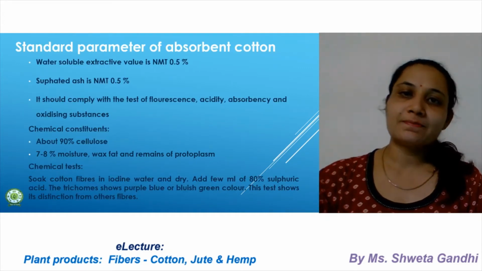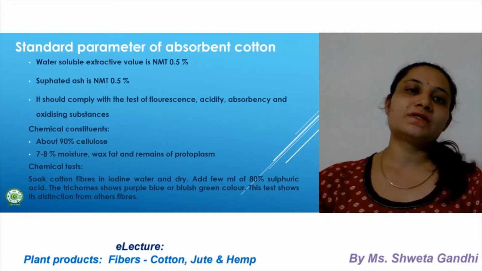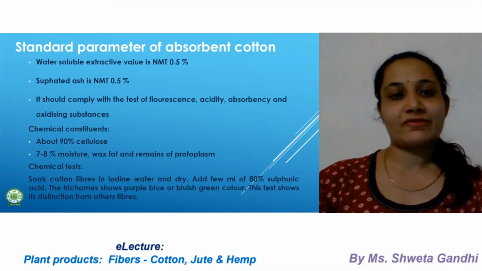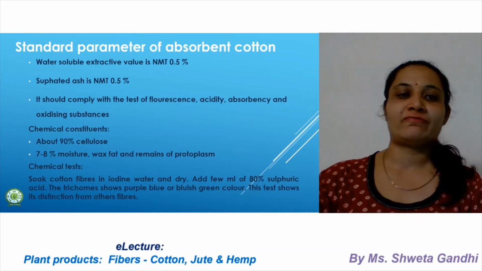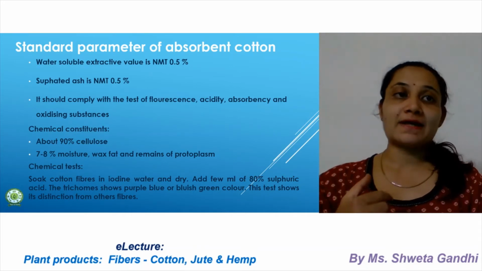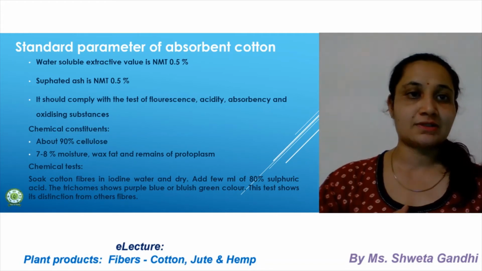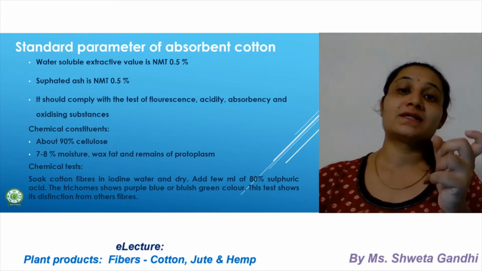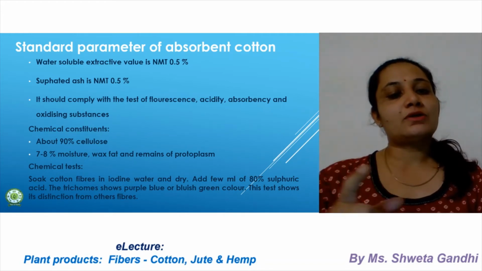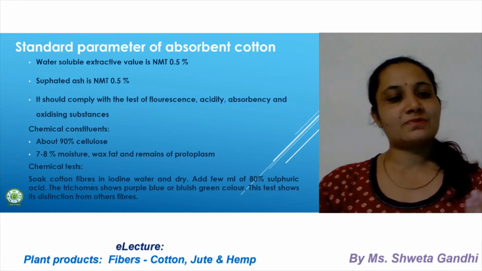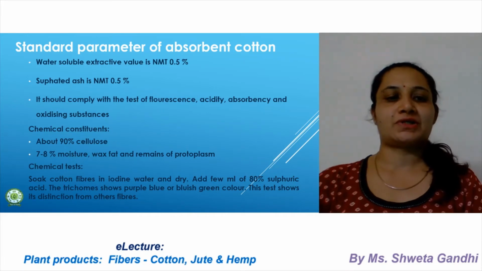Now the standard parameters for the absorbent cotton: water soluble extract should not be more than 0.5%, sulfated ash should not be more than 0.5%. It should comply with the fluorescence test, acidity and oxidizing substance. The most important part is the chemical constituent. In cotton, 90% part is cellulose, and 7 to 8% is moisture.